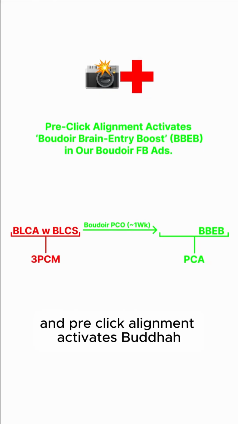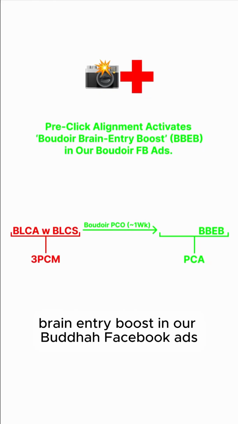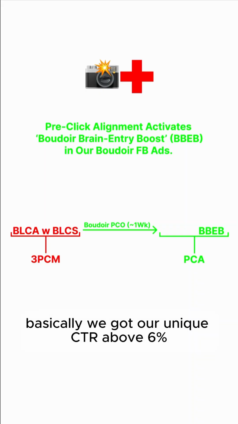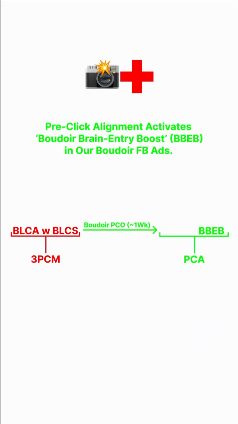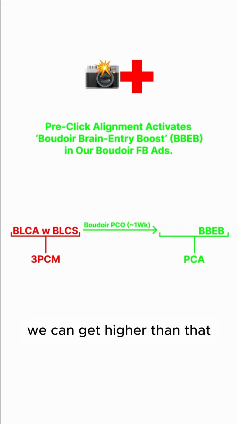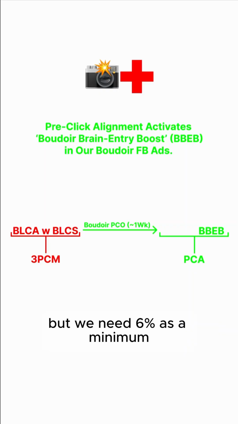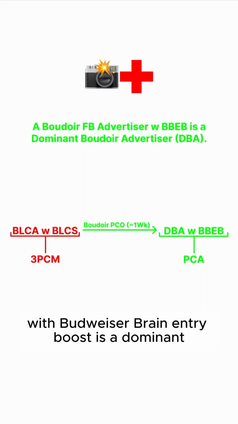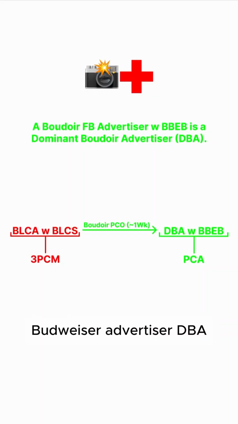And pre-click alignment activates Boudoir brain entry boost in our Boudoir Facebook ads. Basically, we got our unique CTR all above 6%. That's where we need to be, that's literally the minimum. 6% is the minimum. We can get higher than that, but we need 6% as a minimum. And a Boudoir Facebook advertiser with Boudoir brain entry boost is a dominant Boudoir advertiser, DBA.